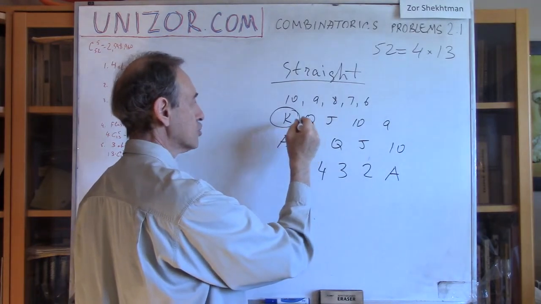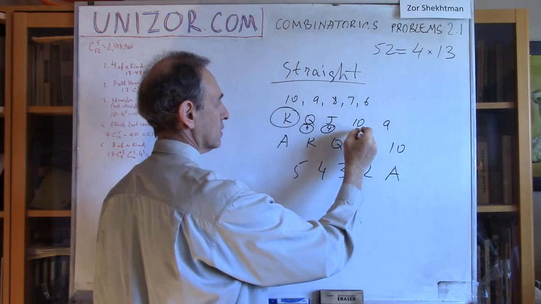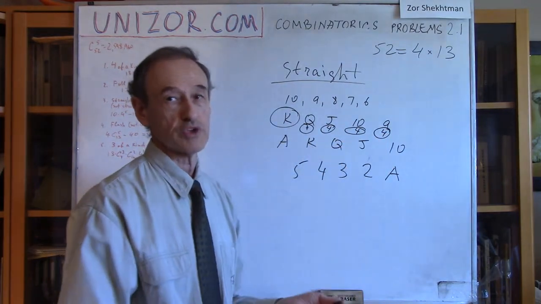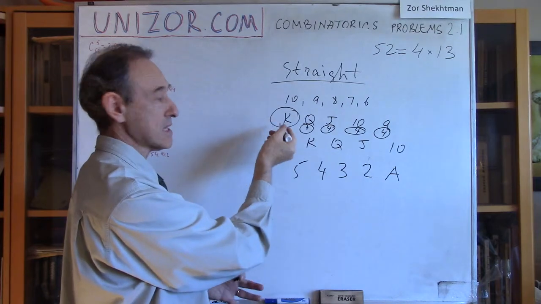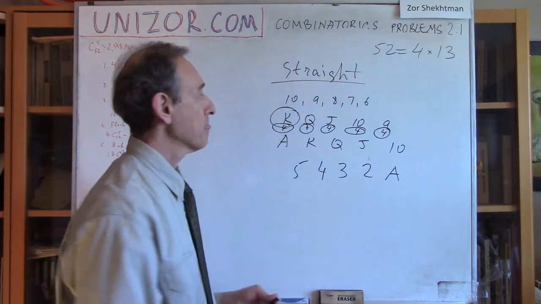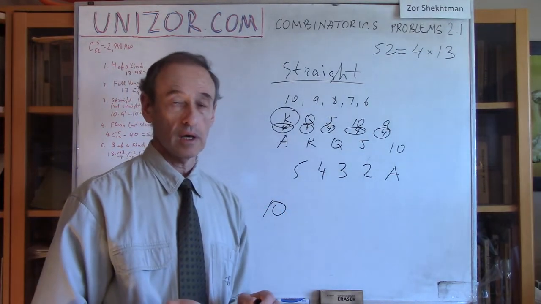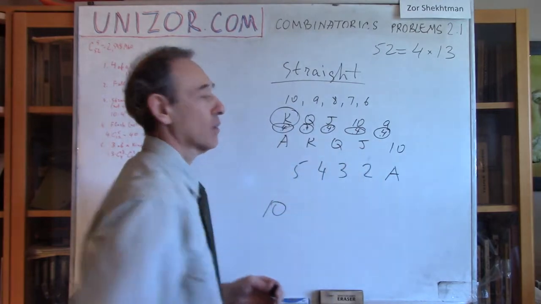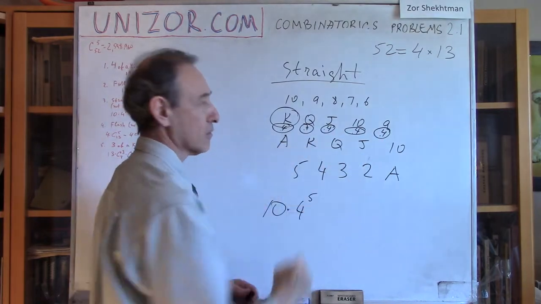So I have actually chosen four different choices for the queen, and four different choices for jack, four different choices for 10, and four different choices for 9. Choices means basically a suit, which I am choosing, right? And after I have chosen a particular rank, let's say king, I also have a choice of four different kings, again four different suits. So what I want to say is that as soon as I pick one of the 10 different top cards, I have a choice of four on each one of these places, which means I have to multiply by 4, by 4, by 4, by 4, so 4 to the 5th degree.